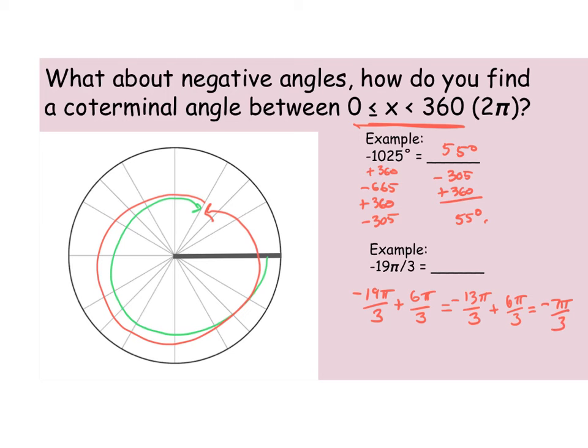So if I have negative 7 pi over 3, I have to add 6 pi over 3 again. So that will give me negative pi over 3. And one more time, I'm going to have to add 6 pi over 3, and that's going to give me 5 pi over 3. So now this is between 0 and 2 pi. So that will be my answer here, 5 pi over 3 radians.